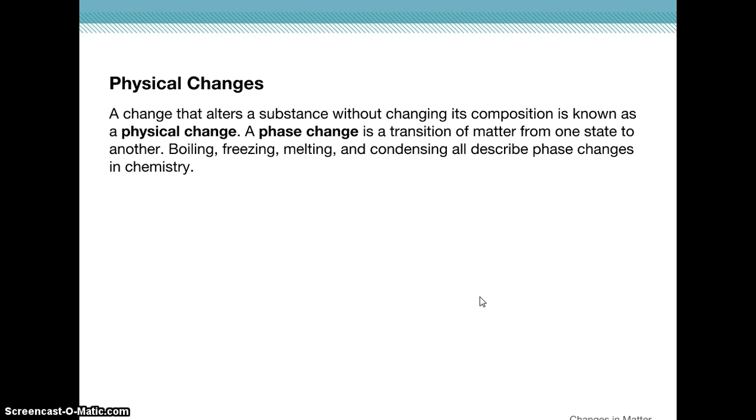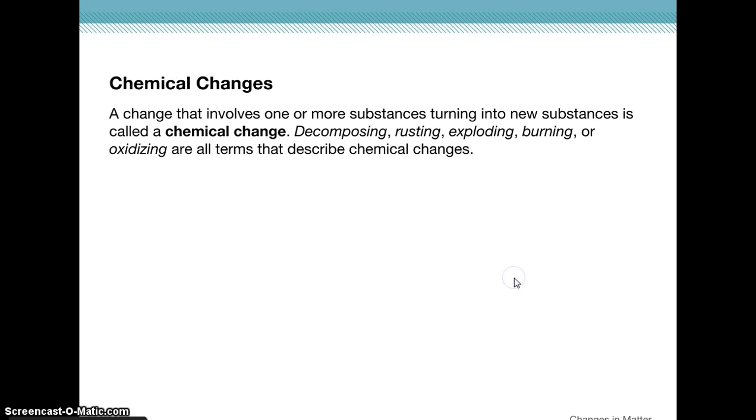Alright, now we're going to look at changing matter, physically and chemically. A physical change is a change that alters a substance without changing its composition. So phase changes are the most common example, where you're actually changing it from a solid to a liquid to a gas, but it's still the same substance. Boiling, freezing, melting, condensing, all of those things would be considered physical changes. You're not changing the substance, you're just changing what state it's in.